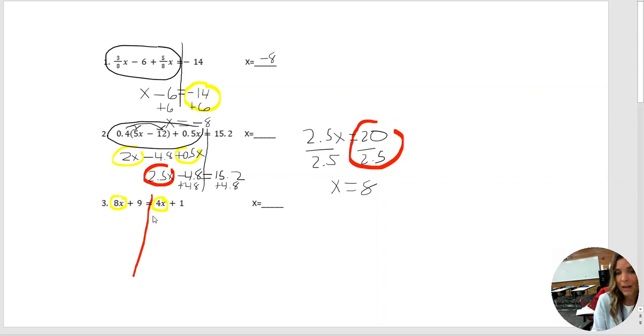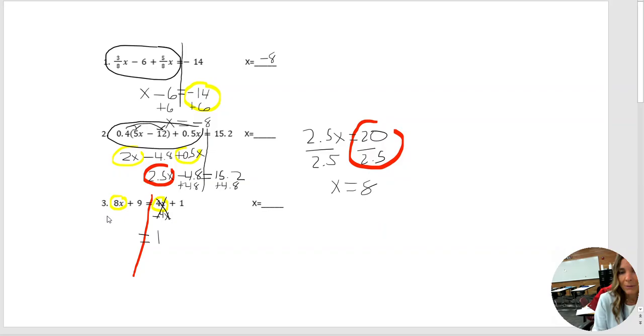So I do not want this variable term, this 4x, on the right side. So I'm going to subtract 4x. Now when I do a 4x and a -4x, that totally cancels each other out. There is nothing left. There's not an x left. The only thing that's left on this side is a 1.